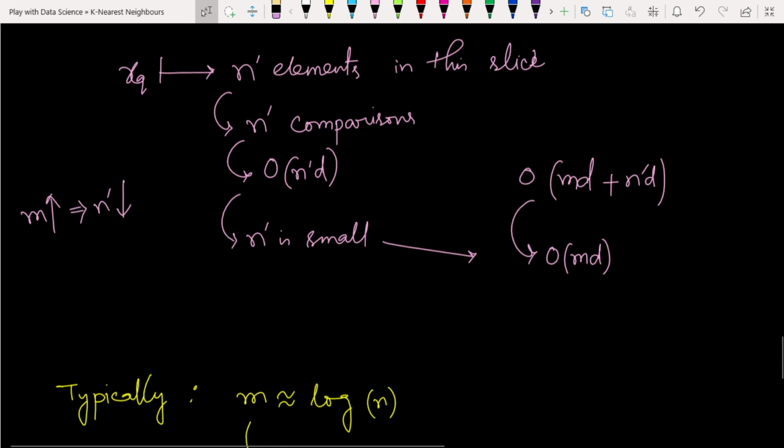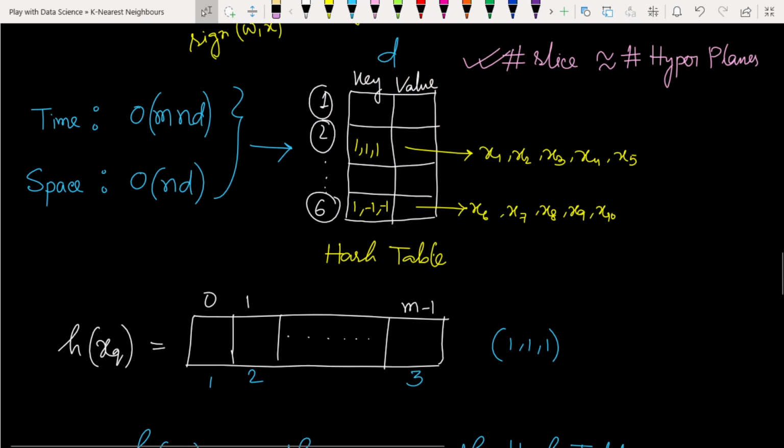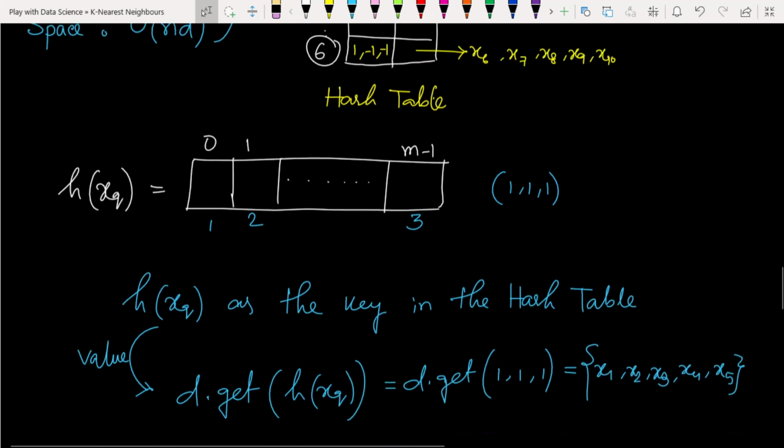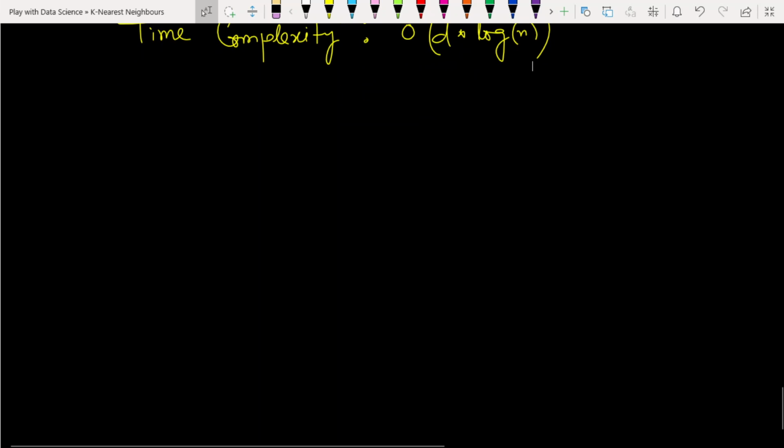I think you have understood how to compute the output of a query point by using locality sensitive hashing. Now there is one major problem. So let's see what the major problem of this scenario is.